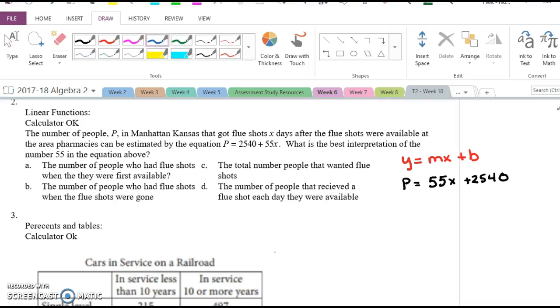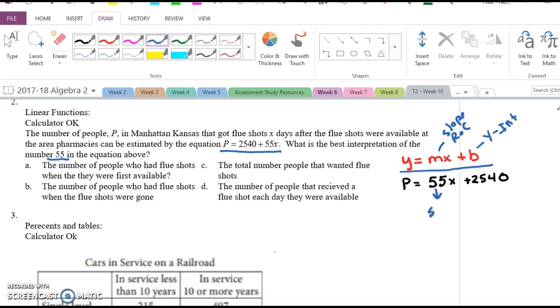In this problem, you've been told that flu shots model this equation here, and we know that the linear equation model that we use a lot is mx plus b, where m is the slope or the rate of change, and b is the y-intercept. As you've said, what is the best interpretation of the number 55 in the equation?